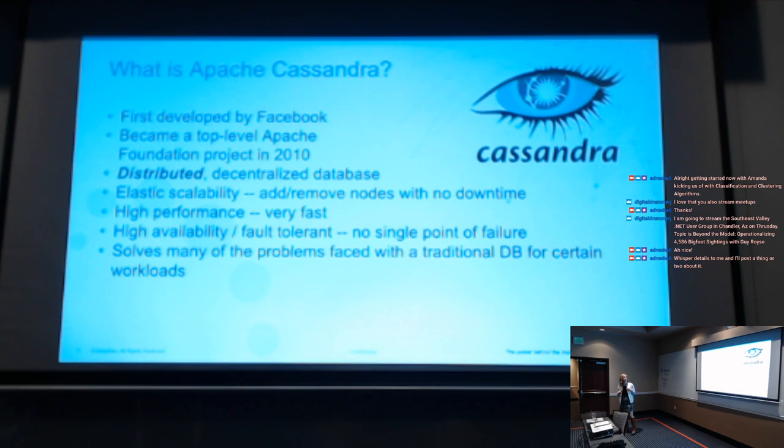So what it is: a distributed, decentralized database. It's elastically scalable. You can add and remove nodes with no downtime. It has high performance. It's very fast. Has high availability and low fault tolerance. There's no single point of failure. Just going to let that sink in.